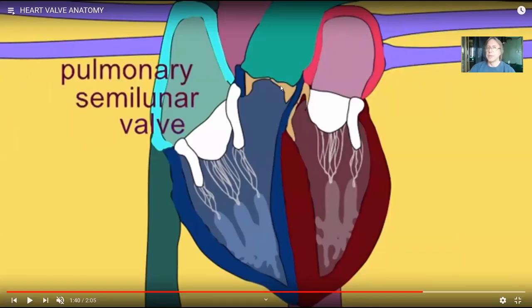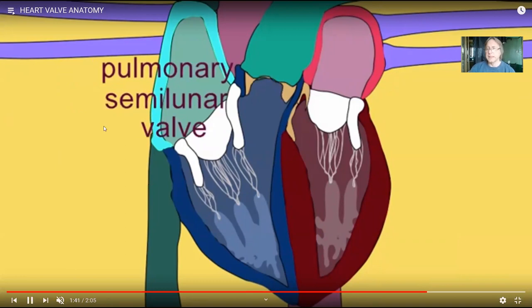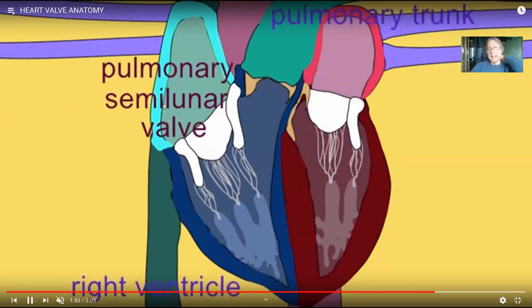There are two other valves called semilunar valves that are different, right? So here's a semilunar valve, here's a semilunar valve. They are different because they don't have an atrium above them. They instead have the pulmonary trunk or the aorta. And their valve flaps do not have these chordae tendineae attached to them. So it's easy to see the difference. The pulmonary semilunar valve, this is at the base of the pulmonary trunk. And the aortic semilunar valve, this is at the base of the aorta.